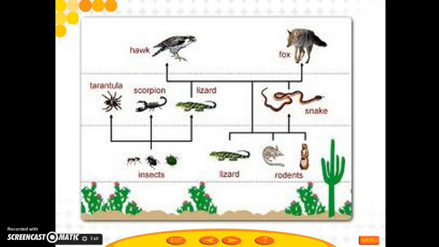Certain animals that can live in a desert biome have those adaptations. This is an example of a food chain, not a web, because notice they're not overlapping, of some animals that would live in a desert biome.